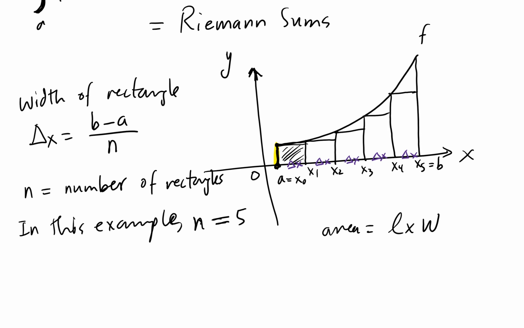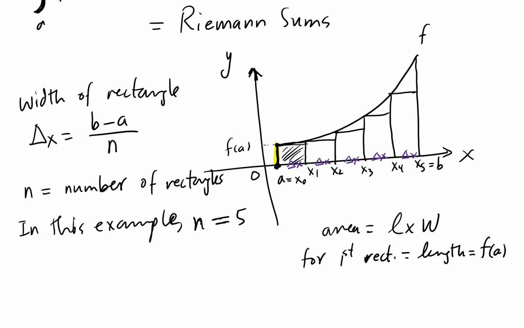That's the length of the rectangle. So how do I find the length? To find the length for the first rectangle, the length would equal f of that point, f of a. f of a gives you the height. It gives you the y value, right? That's the y value, f of a.